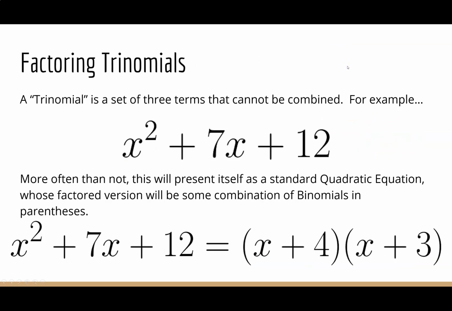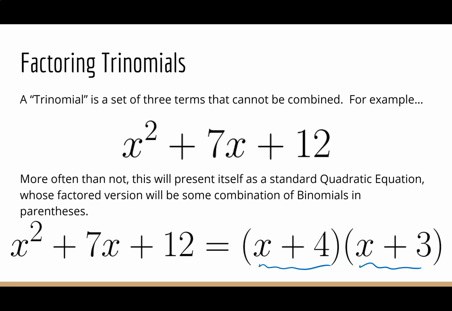Okay, trinomials is what you're probably used to. They're quadratics for the most part. So a set of three terms that cannot be combined. So there's an example, x squared plus 7x plus 12. More often than not, this will present itself as a standard quadratic equation whose factored version will be some combination of binomials. Okay, an x plus or minus something, and then an x plus or minus something.